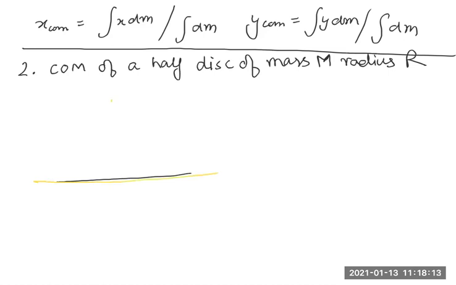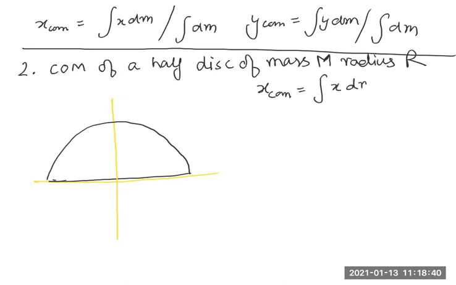So this is the x-axis, y-axis, and this is the half disk. Right? So you have to find the center of mass of this. So we know that x cm is equal to integral x dm divided by integral dm, and this will be equal to how much? Do I need to carry this out? Very good, Abhijit.